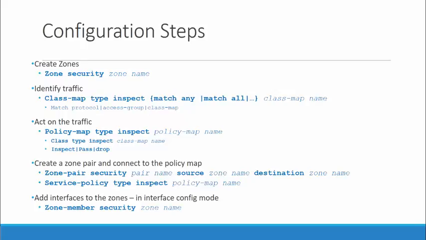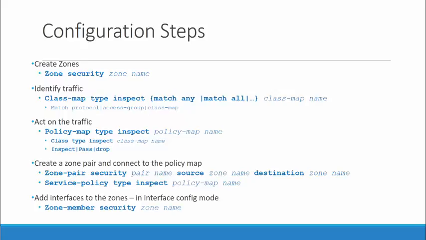We want to identify the traffic. So what traffic am I going to do something with? I'm going to identify the traffic using the class map command. In this case, class map type inspect. I can match any, I can match all. There's other things I can match on, but particularly for this type of class map, we're going to match any or match all. Match any means anything in the list below, because after we write in this class map, then we'll tell it what to match. And so let's say I say match HTTP, match SSH, match ICMP. If I do a match any, it can match any of those three.